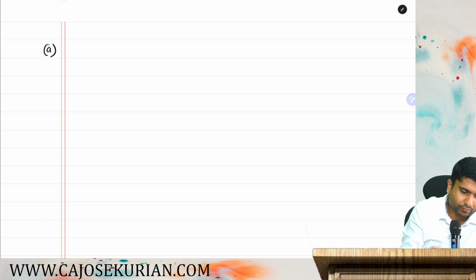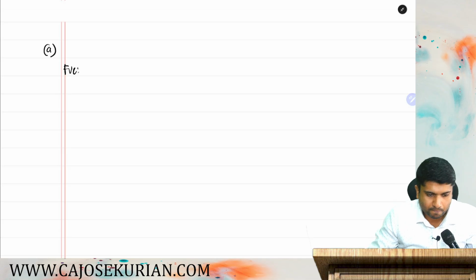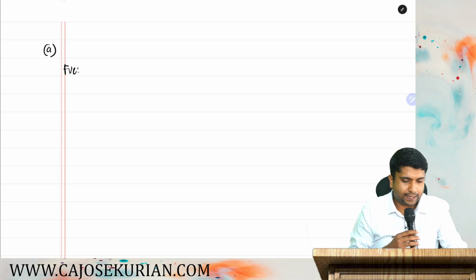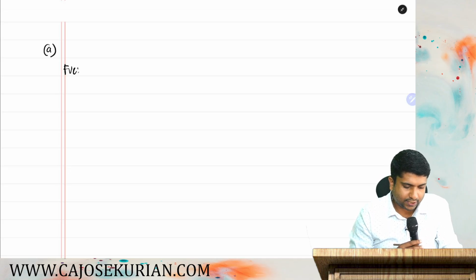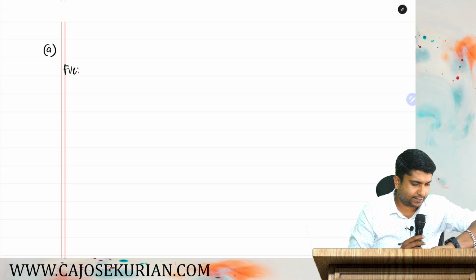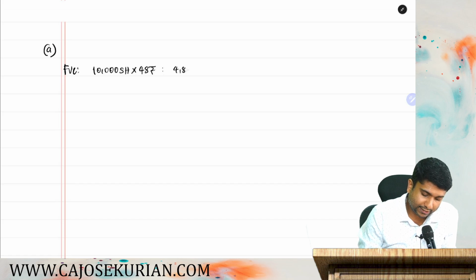Option A. For that, we require full value consideration first. How much is the full value consideration? They sold the shares for 48 rupees. They sold that particular share for what value? 48 rupee. And how many shares were there? 10,000 shares were there, and sold it for 48 rupees. Let's compute that: 10,000 shares into 48 rupee, and how much will be the amount? 4,80,000.